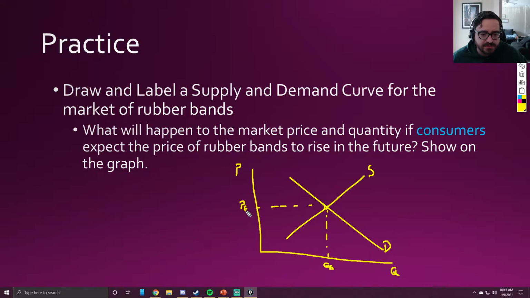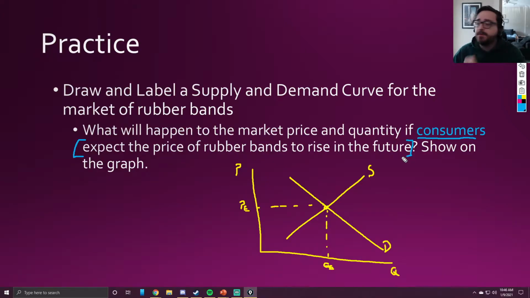In case you're wondering how I'm labeling this, my equilibrium price I label as PE. My equilibrium quantity I label as QE. It is hard to tell that's a Q because I'm, again, using the mouse to write. So that's a capital Q, capital E. So this is my initial equilibrium point. Yes, you do need to label that. The AP exam does care about that. So draw what will happen on this graph if consumers expect the price to go up in the future.